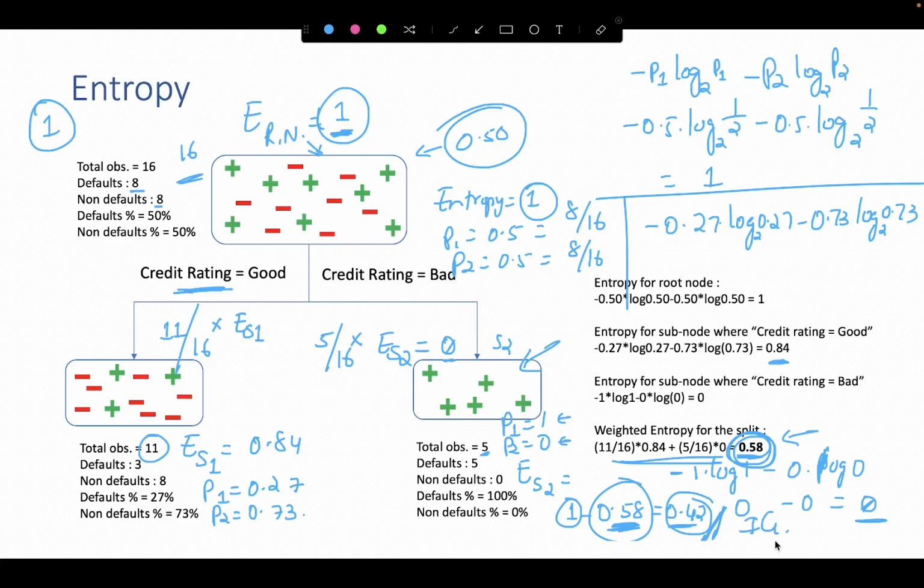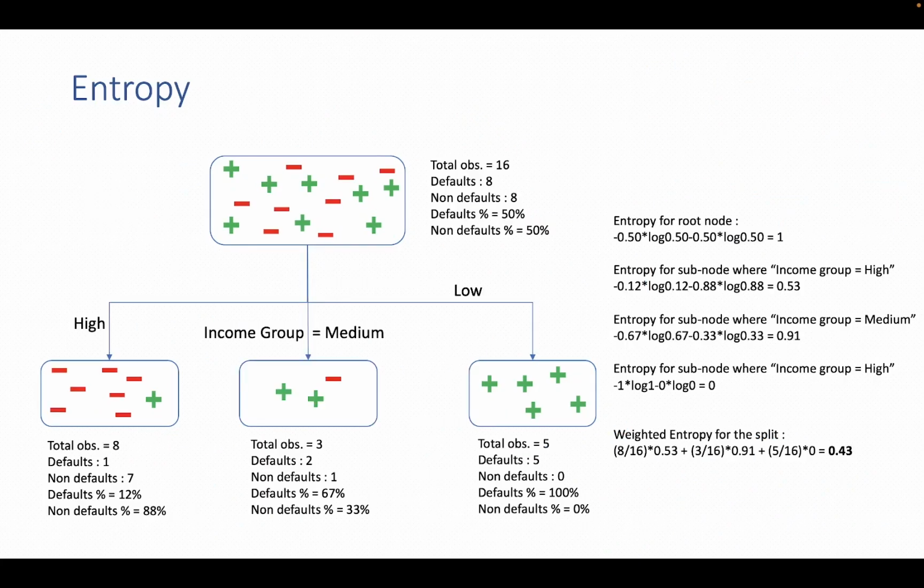So likewise, we calculate what we call the weighted entropy for each feature split. We also calculate what the information gain is for that particular feature split. So we just take the difference between the entropy value at the root node and the weighted entropy value that we must have computed for that particular feature split. So in the next iteration, we are going to consider income group here.